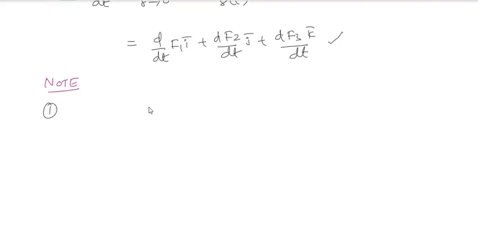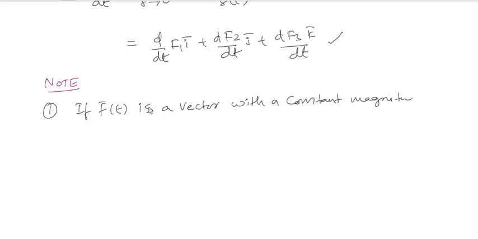The first one: if f bar of t is a vector with a constant magnitude, then f bar dot df bar by dt is equal to 0. This is constant magnitude, so that is why it goes with the dot product. If it is direction, we will go with the cross product. So that is the second point.